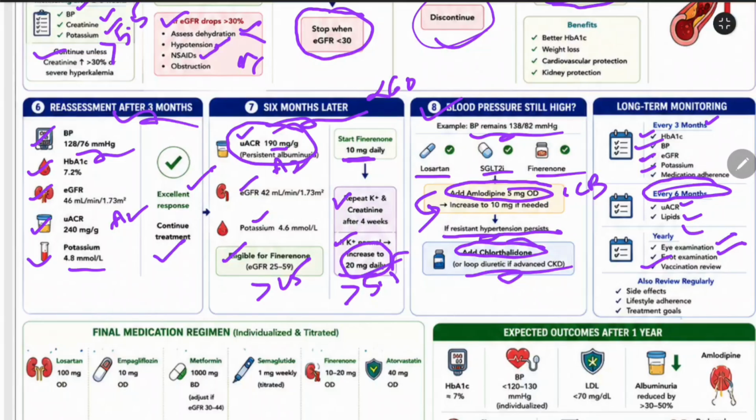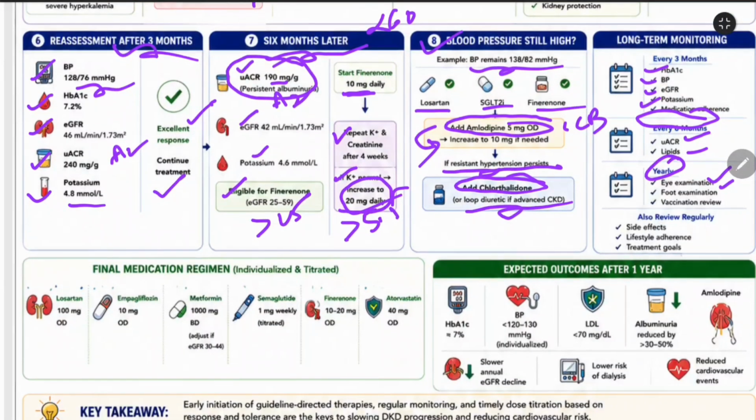So these are the follow-up things that should be remembered. Just to revise: every 3 months we are checking eGFR and potassium for kidney function, and BP and HbA1c for the glycemic target and BP target. We are testing glucose level, BP level, and kidney function. Every 6 months we are checking UACR and lipids. Then yearly we have the eye examination and foot examination.